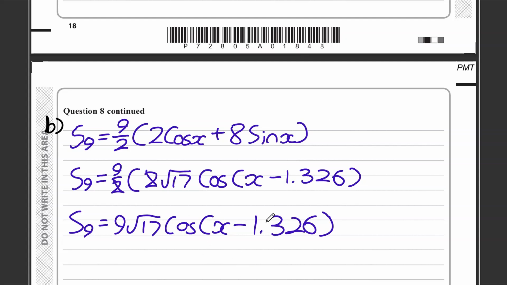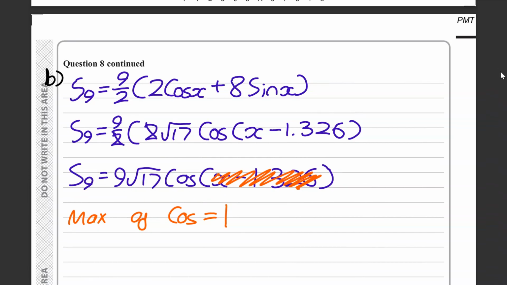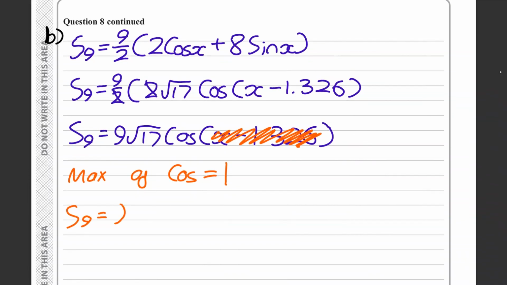Because this is a lot easier to find the maximum value of. The reason for this is, as we talked about before, it doesn't matter what is inside the trig function. The maximum value that cos can have is 1. So if we're trying to find the maximum value of S9, and we're trying to find the maximum value of this cos function, we're just going to sub in 1 here. So S9 is equal to 9 root 17 multiplied by this max of cos, which is 1, which is equal to 9 root 17. So S9 is equal to 9 root 17. This is the maximum value.